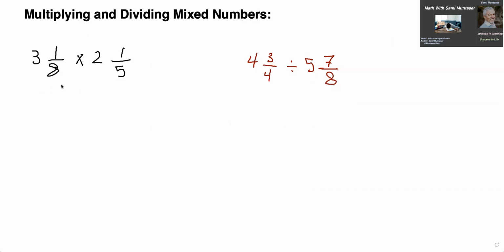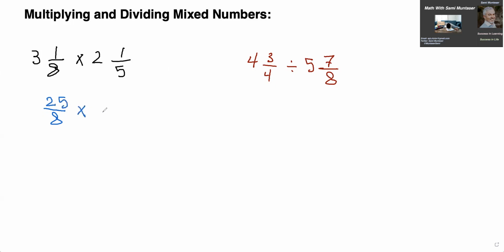So when you're multiplying mixed numbers, the first thing you need to do is change them to improper fractions. How do we do that? So 3 1/8, you always write the 8 on the bottom. That doesn't change. But what you write on the top is basically you multiply 3 times 8, you get 24. Then you add the top, which is the 1. 24 plus 1 is 25. And that's what you have on top right here.